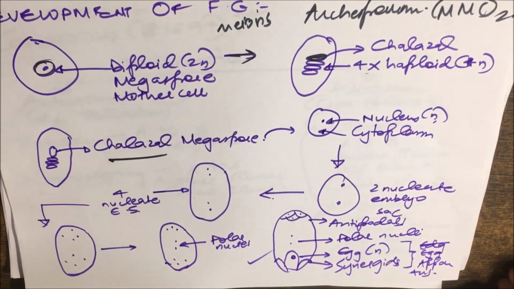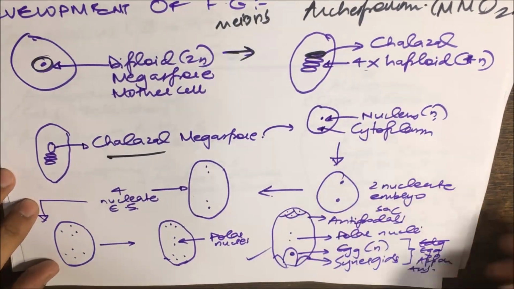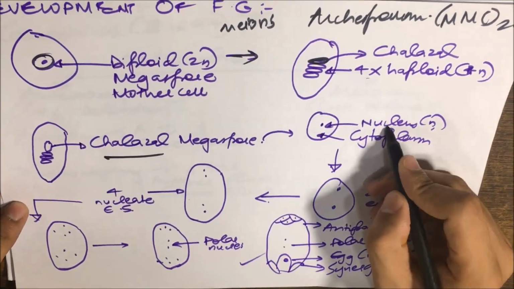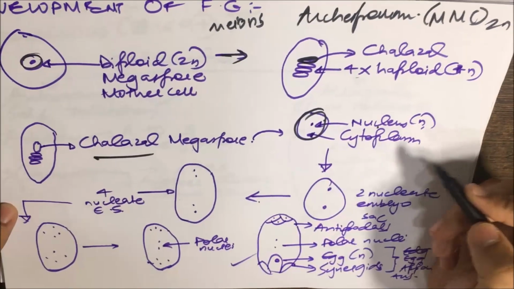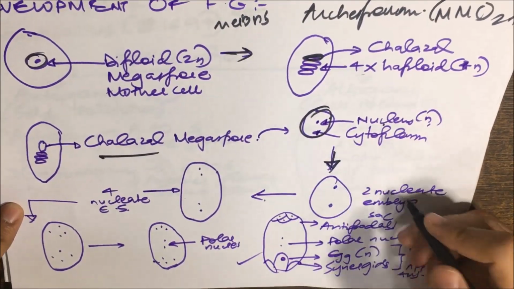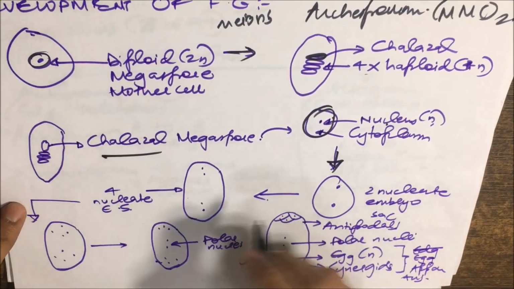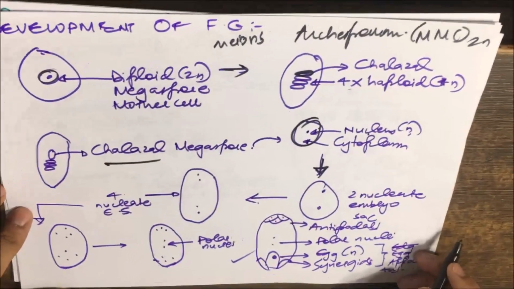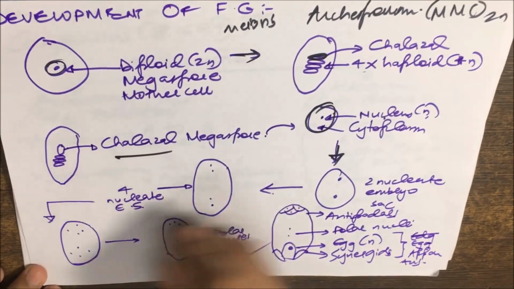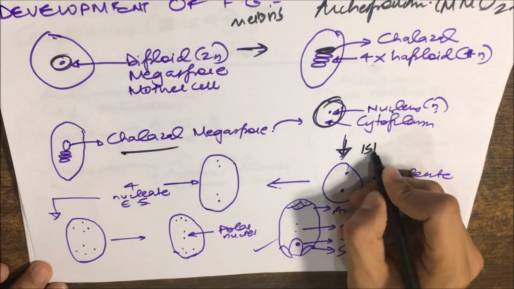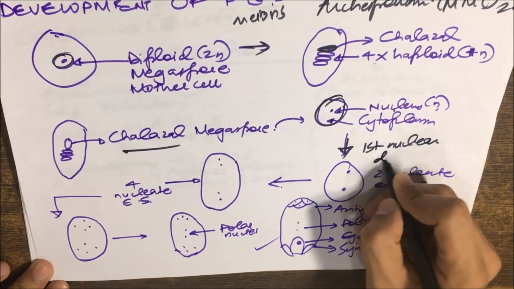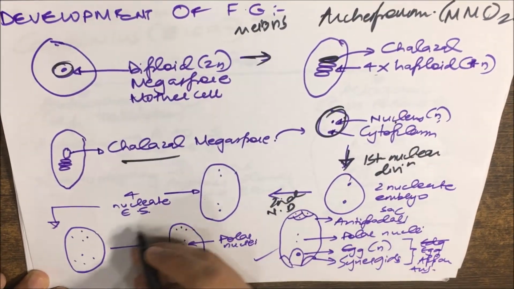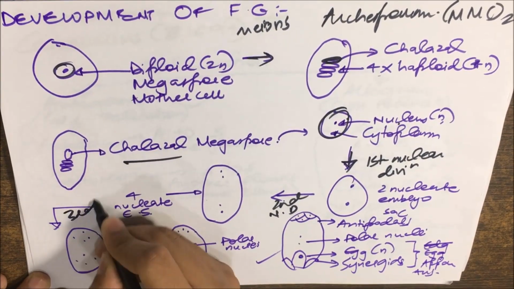Then later 3 mitotic divisions are seen, which give rise to the embryo sac or the female gametophyte. The first produces 2. Initially the cell consists of a nucleus and a cytoplasm, which undergoes the first mitotic division, giving rise to a 2-nucleate embryo sac. Then we have the second nuclear division, which gives rise to the 4-nucleate embryo sac. Later we have the third nuclear division. So here we have the first nuclear division, the second nuclear division giving rise to this, and then the third nuclear division.